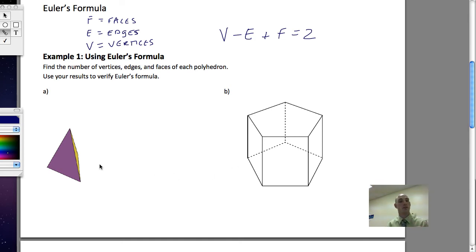And so if it's a polyhedron, then this is going to fit. And so what we do with this is we're going to find the number of vertices, edges, and faces, and we're going to use our results to verify Euler's formula. Or some people call him Euler, okay?